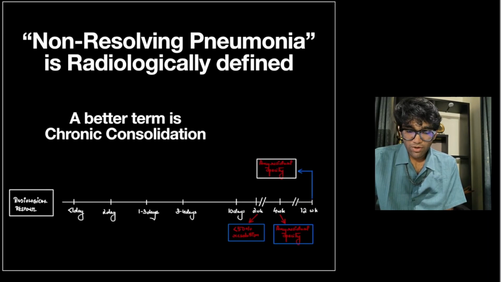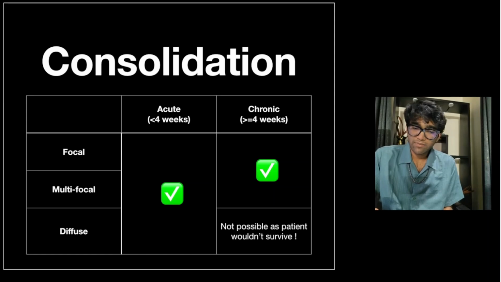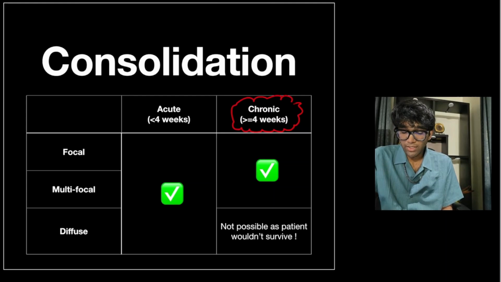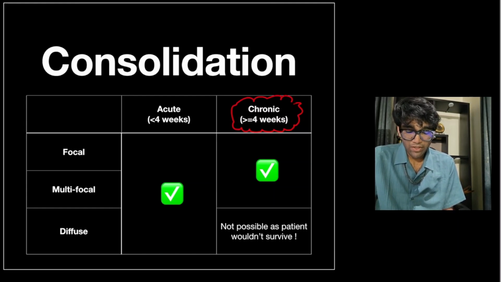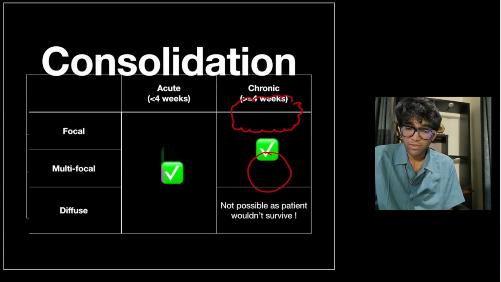So I'll use the term chronic consolidation, and let's see what chronic means. So chronic consolidation basically means a consolidation that has lasted for more than or equal to 4 weeks. This may be based on the patient's symptomatology, or it may be based on the imaging findings that suggest a little bit of chronicity, some fibroatelectasis, some cavitatory changes that would take slightly longer than 4 weeks to likely happen. Now, such a pneumonia we've discussed can only be focal or multifocal, because anything that is so diffuse and so chronic would likely not be compatible with normal survival.